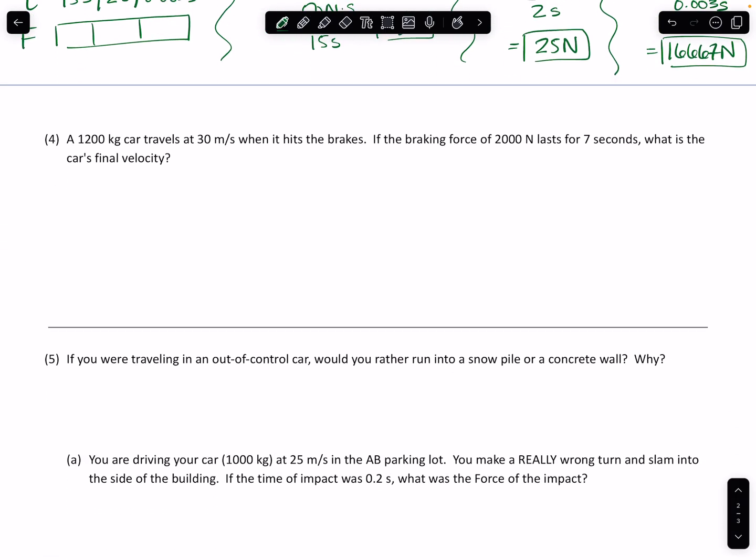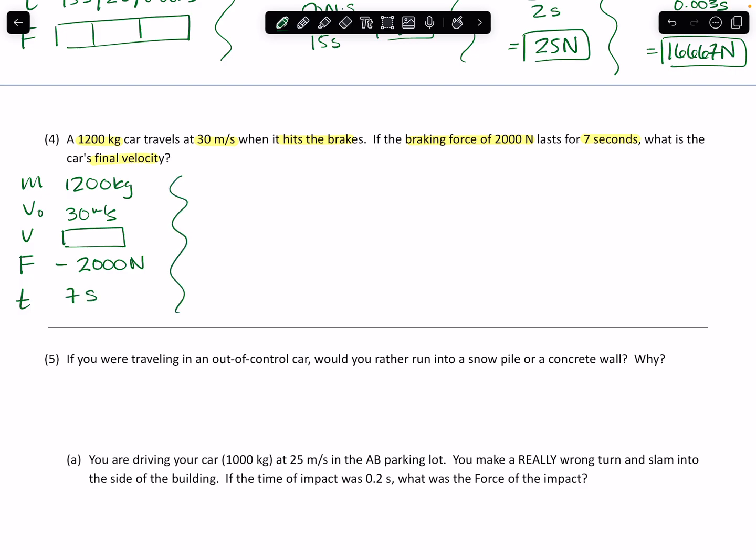All right, so here's a problem that's got a little bit of everything. A 1,200 kilogram car travels at 30 meters per second when it hits the brakes. The braking force of 2,000 newtons lasts for 7 seconds. What is the car's final velocity? All right, so we have a mass, some velocity values, a force, and a time. So mass of 1,200 kilograms, our initial velocity is 30 meters per second. We're asked to find our final velocity. A braking force means we're applying a force that works against the motion. So it's negative 2,000 newtons, and that force is applied for 7 seconds.